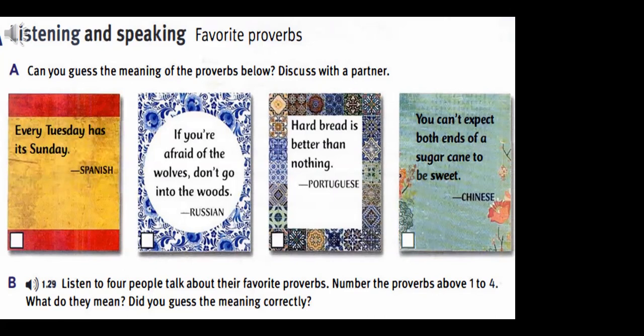Four. You know, things haven't been so great lately. I feel like I've been hit with a whole bunch of problems all at once. But I have a favorite proverb that always makes me feel better. It's, every Tuesday has its Sunday. That's what we say in Spanish to cheer people up. You know, it means there are always going to be some bad days, but there are going to be good days too. You just have to be patient.